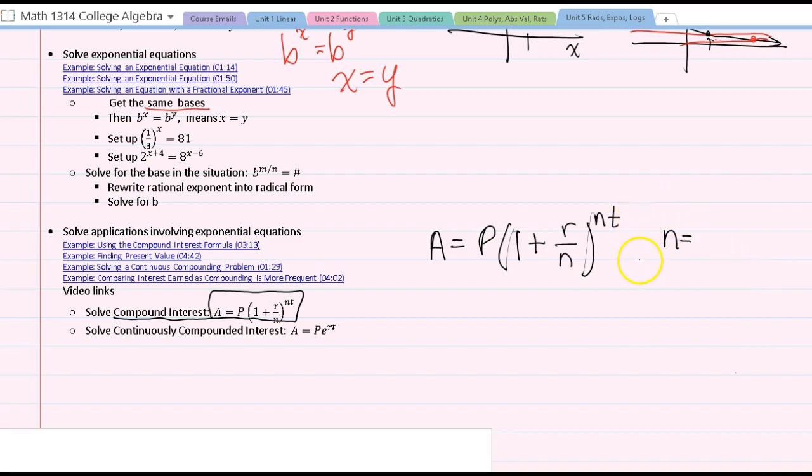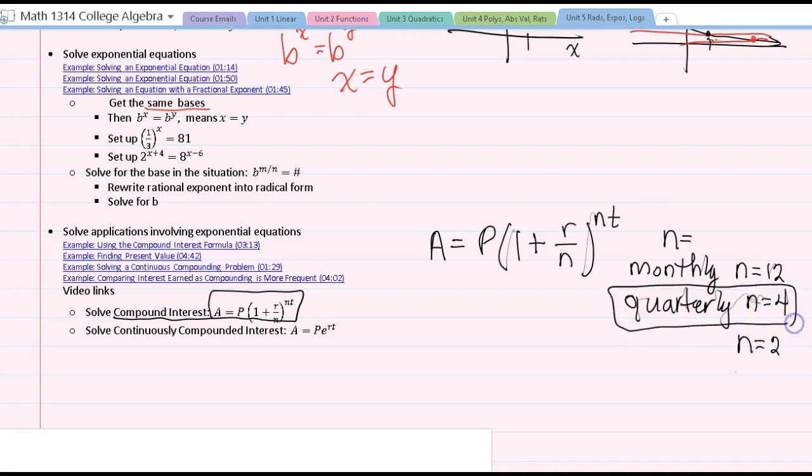So for example, if they say compounded monthly, then N is equal to 12. If they say quarterly, then N is equal to 4. If they say biannually, then that means N is equal to 2. So they give me money twice a year. I will tell you now that most banks will do it by quarterly. And sometimes they do monthly. So anyway, I just wanted to show you that.